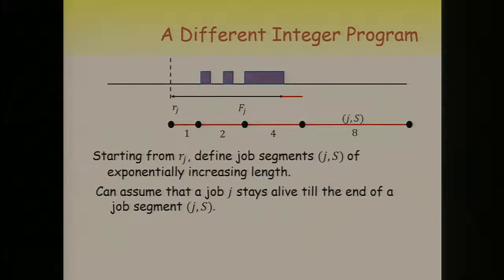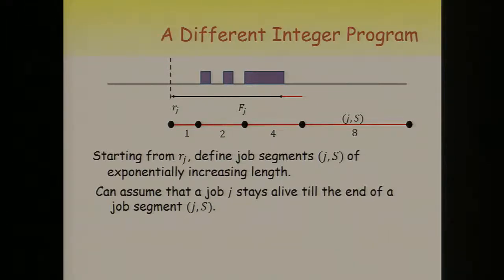But what it does for you is that you don't have a variable xjt for every point of time. You only have variables xj1, xj2, xj4, and so on, which basically say whether this job was alive till this point or not. So it seems like we have saved some variables here. Earlier I had xjt, but now I only have these variables for these markers. This is what I will call j comma s. Think of s as a segment like this.